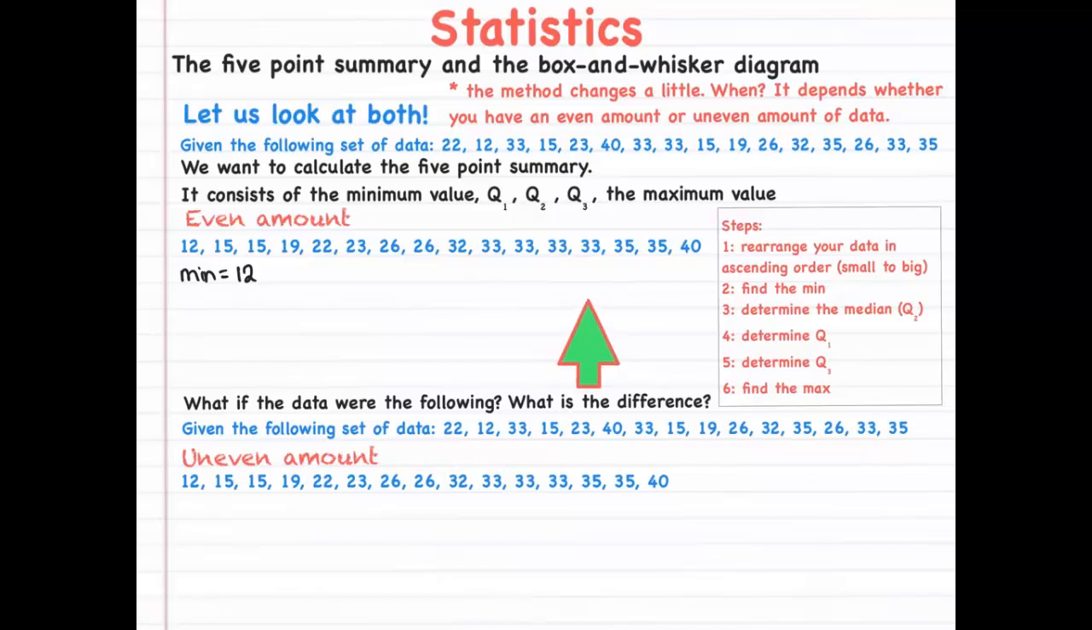Now, please remember, and here's the part that changes. When we have an even amount of data, now we know there's 1, 2, 3, 4, 5, 6, 7, 8, 9, 10, 11, 12, 13, 14, 15, 16 numbers here, okay? That's an even amount. Now, when we calculate the middle of an even amount, there will be two numbers in the middle.